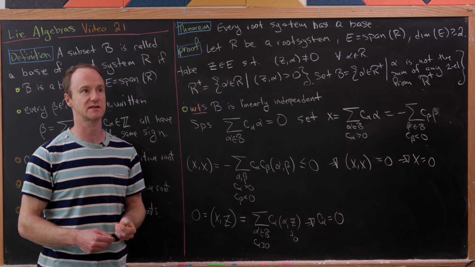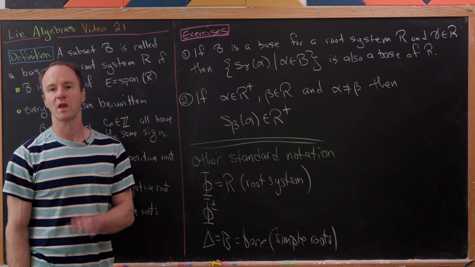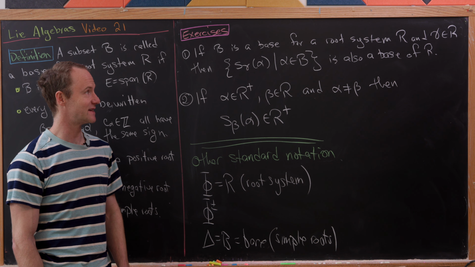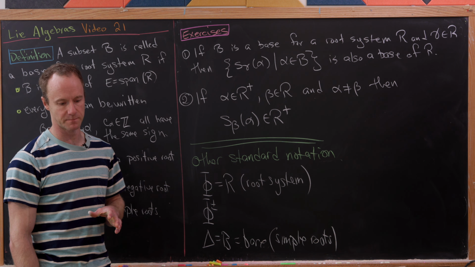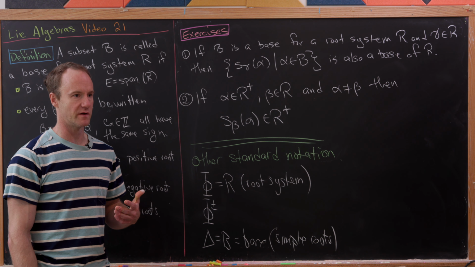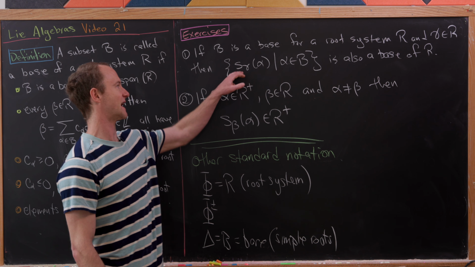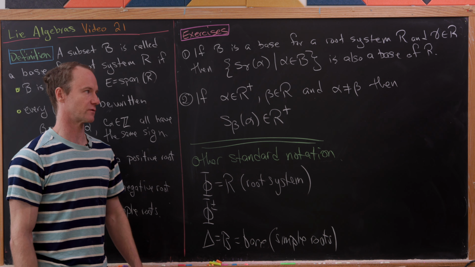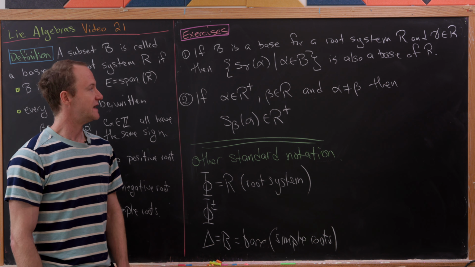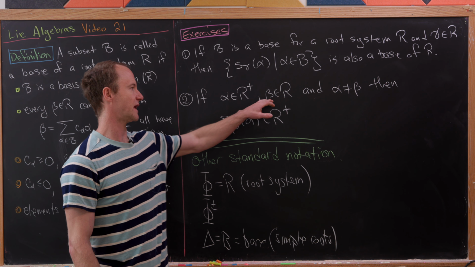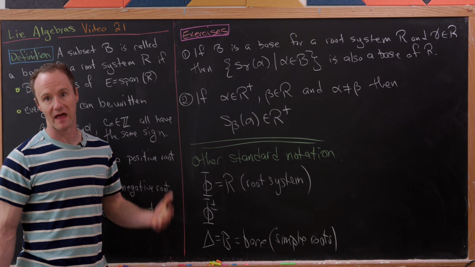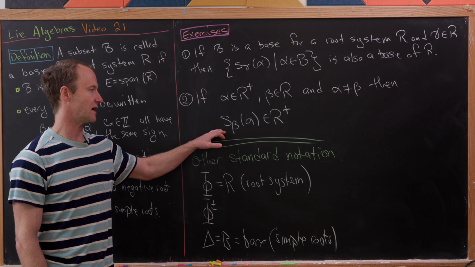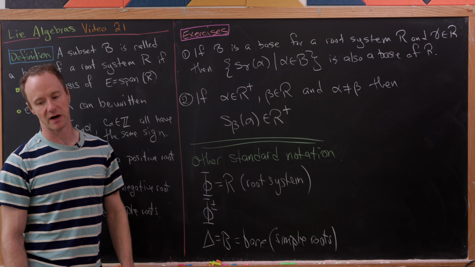Okay, so now let's leave everyone with some exercises. Here are a couple of exercises. The first says that if you have a base for a root system, and you apply one of these reflections through hyperplanes, S alpha, to every element of the base, you get another base for the root system. So that's pretty cool. Next up, let's say you've got a positive root and any root that is different than that positive root. Then if you take the reflection S beta applied to alpha, you also get a positive root.